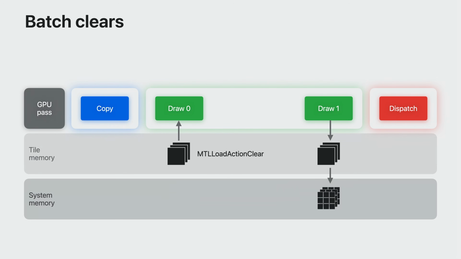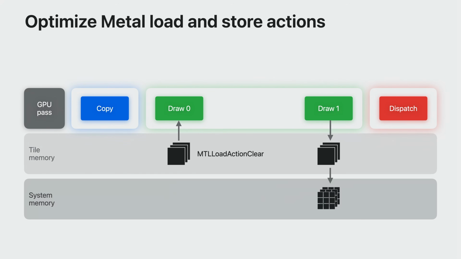This is much better. But there is one more recommendation. You can optimize load and store actions. You only have to store in the system memory the content of the render targets that will be used in the next passes. From this example, assume after draw 1, only the first render target will be used. All other render targets are intermediate and the content doesn't need to be preserved.